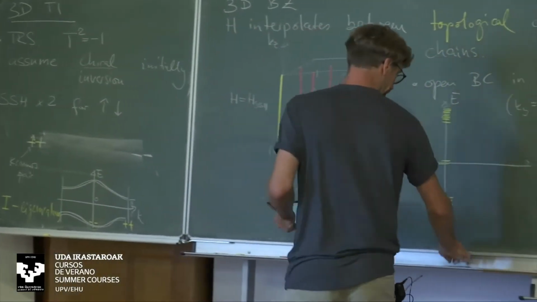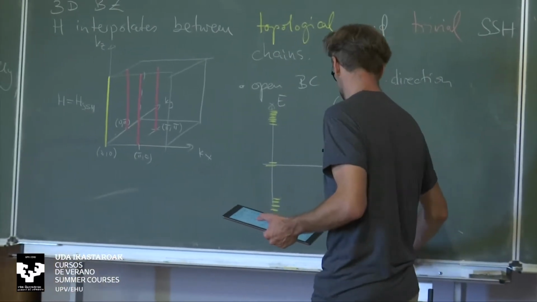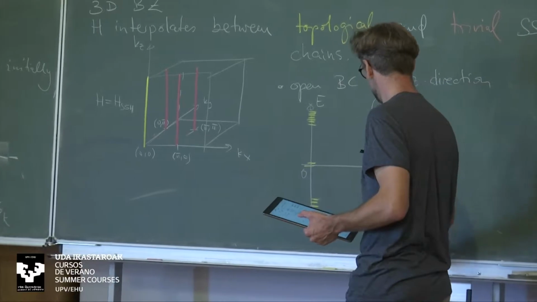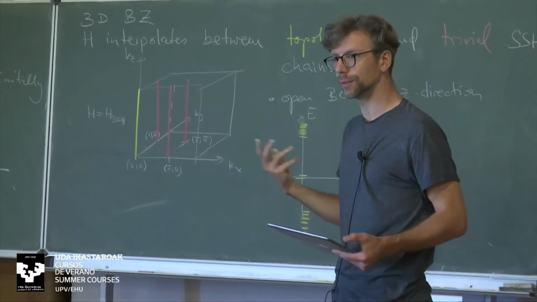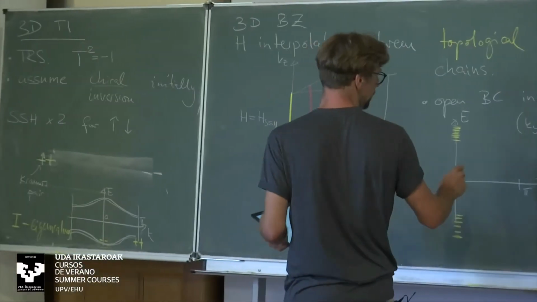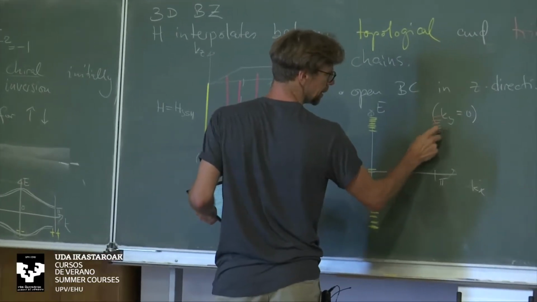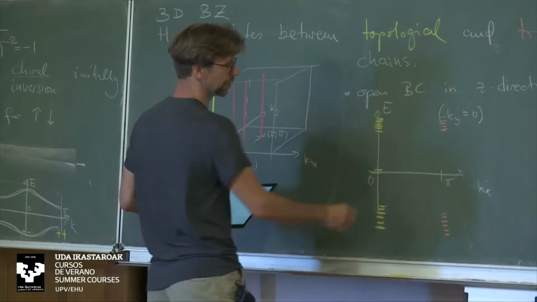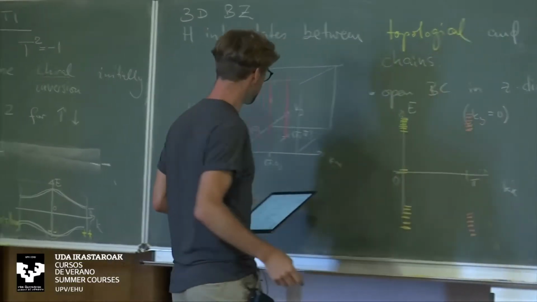And then if we go to kx equal to pi, this would be 0, this would be pi. We also know the spectrum. It's the one, again, of the Su-Schrieffer-Heeger chain, but of the trivial one. So we don't have any surface state. We just have this spectrum.